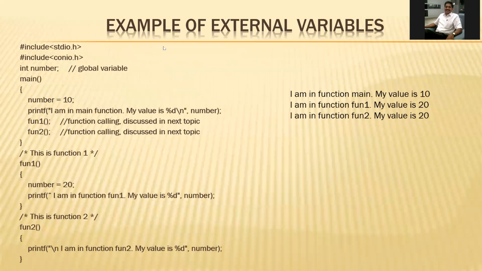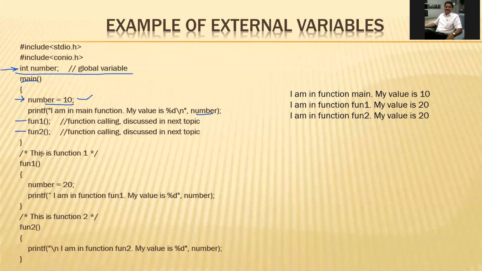The next is an example of external variable. See here, external variable is declared. Let us see the integer number in the main program. The number is declared and initialized to 10. But here, this variable integer number is declared, that is called a global variable. Now, this number is a different variable which is declared inside the main function. Now, printf function shows that I am a main function and my value is number. What is that value? It will be 10.